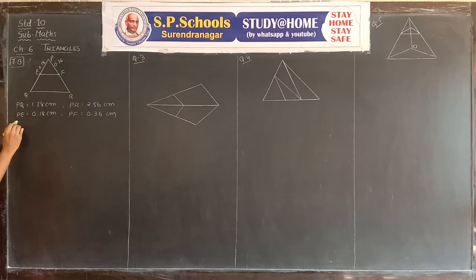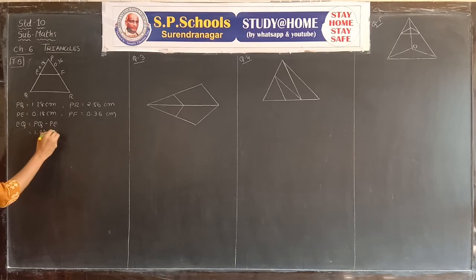First of all, find EQ and FR. EQ is equal to PQ minus PE, where PQ is equal to 1.28 minus PE is equal to 0.18, is equal to 1.10 centimeter. Next is FR. FR is equal to PR minus PF, where PR is equal to 2.56 minus PF is equal to 0.36, is equal to 2.20. Now we need to find the ratios.